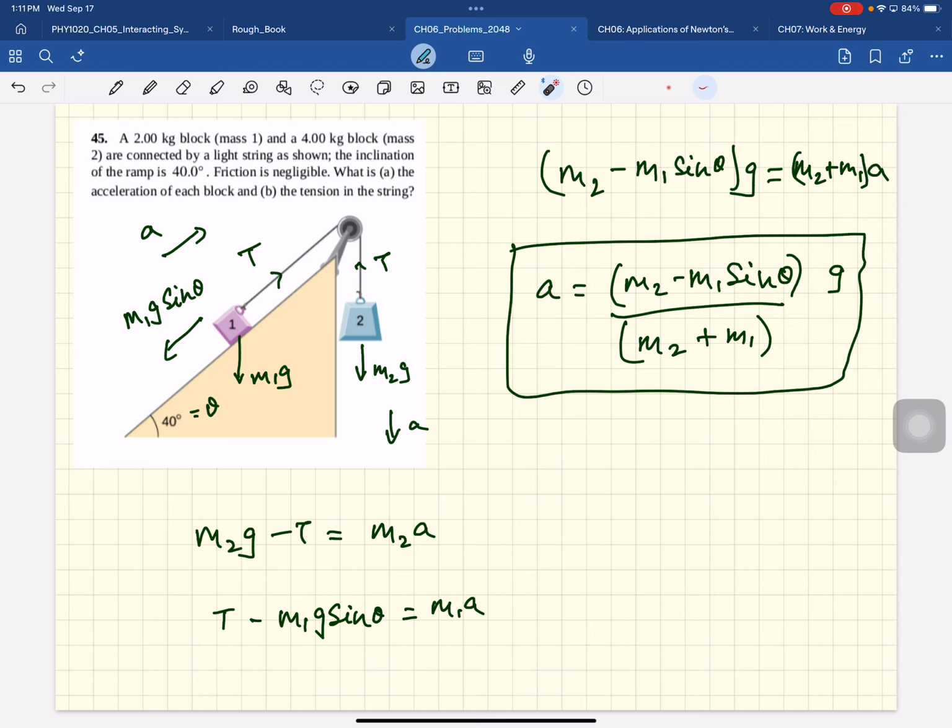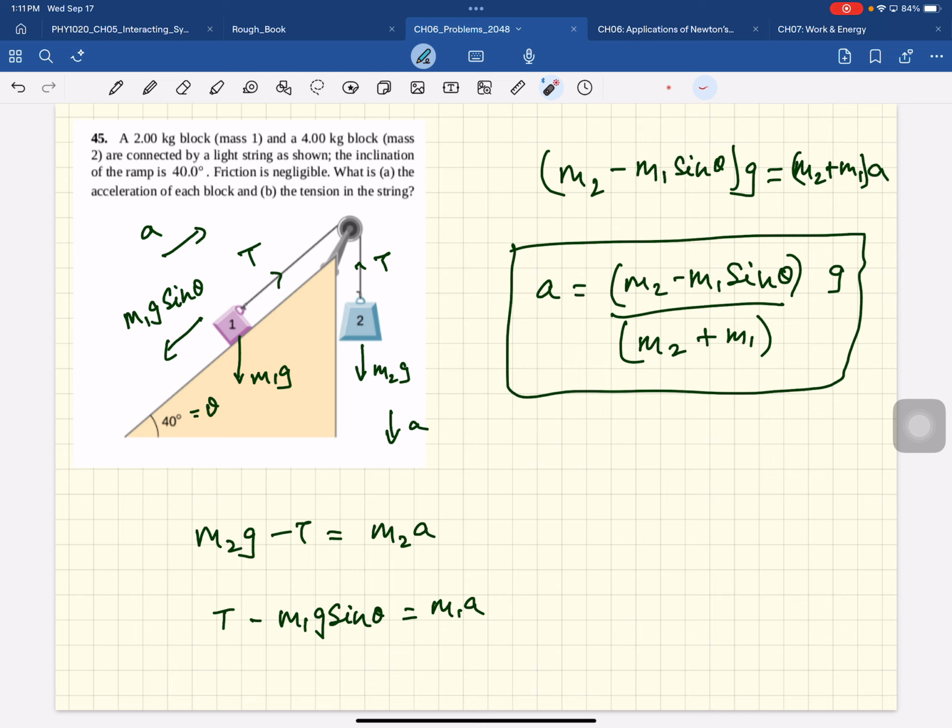When we're saying that the weight of mass two minus that tension is M2A, well, if this guy is accelerating up at A, this guy is accelerating down at A. And so if this guy wasn't there, A would be equal to g. That would be free fall.